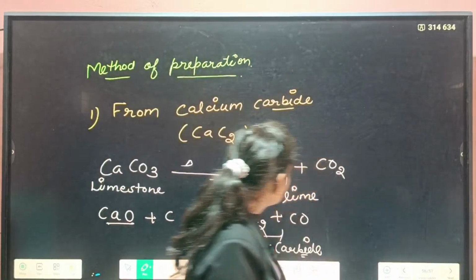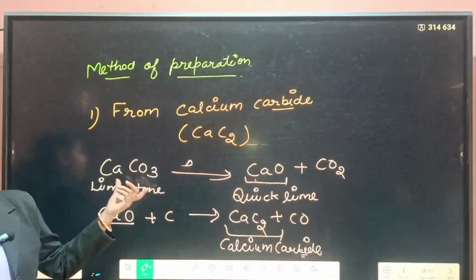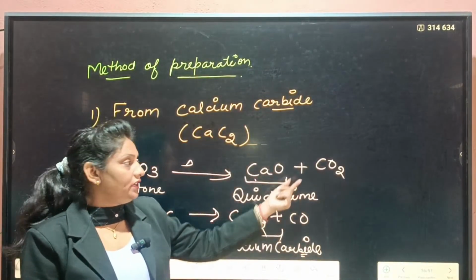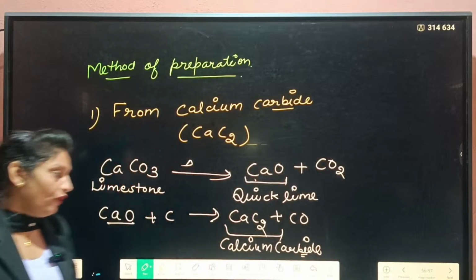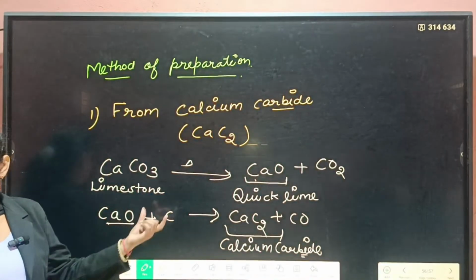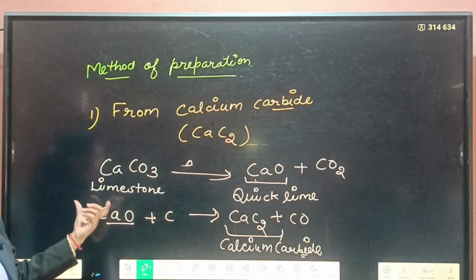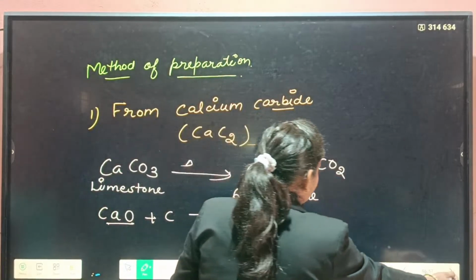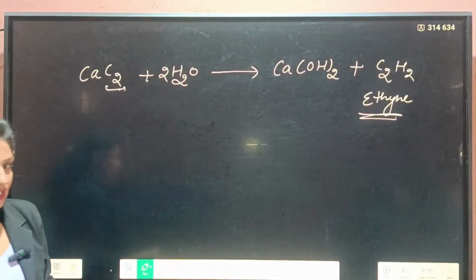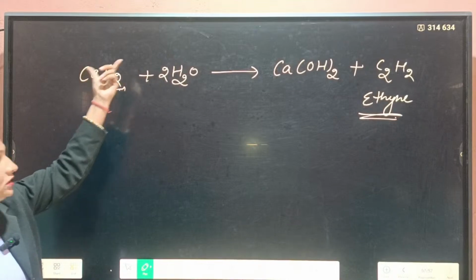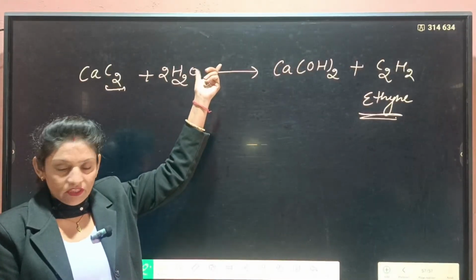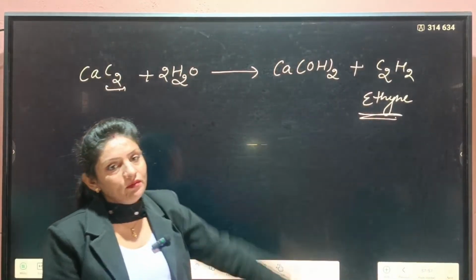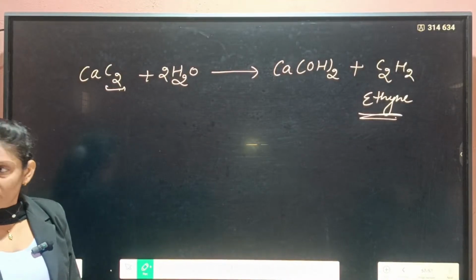First, when calcium carbonate, limestone, is heated, it gives us calcium oxide and carbon dioxide. When calcium oxide reacts with coke, it gives us calcium carbide. And from calcium carbide we can get ethyne. When calcium carbide reacts with water, it gives us calcium hydroxide and ethyne. Clear or not?